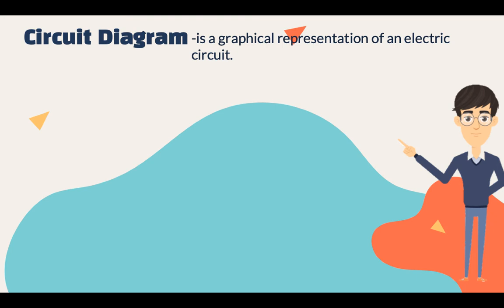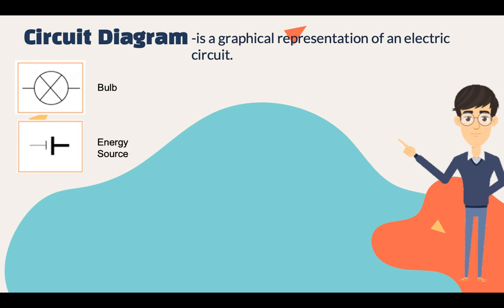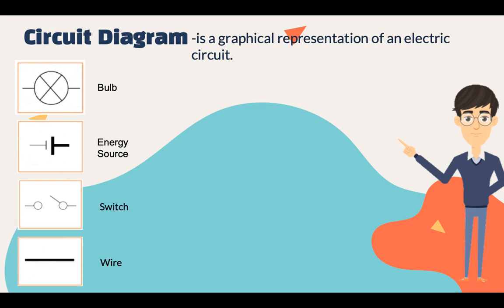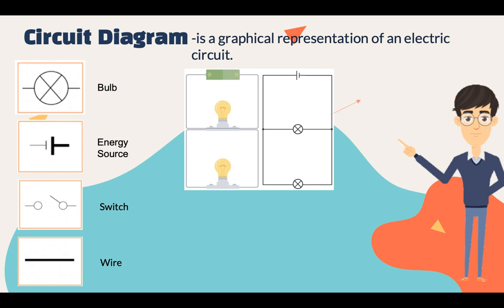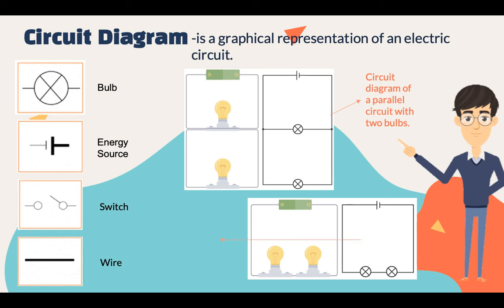But before we do this, we have to know first some basic symbols used in an electric circuit. Here are the 4. First, we have the bulb. Second, the energy source. We also have the switch and the wire. This illustration shows a circuit diagram of a parallel circuit with two bulbs. This one represents a circuit diagram of a series circuit with 2 bulbs.